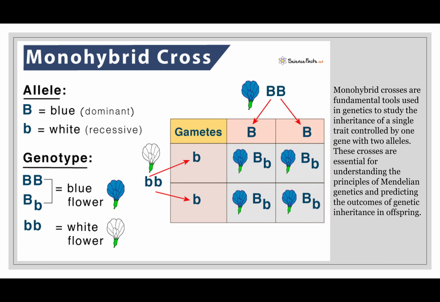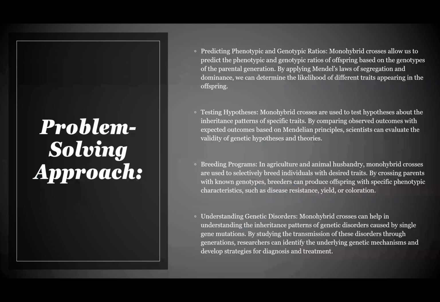That's really what we're doing by drawing a Punnett square or doing a genetic cross like this: figuring out what the offspring would look like, what percentage of the offspring would be heterozygous versus homozygous dominant or homozygous recessive, and looking at what the phenotypic ratios would be versus the genotypic ratios. You would have done this already in CSEC. So what do we use it for? We can use a monohybrid cross to predict the phenotypic and genotypic ratios of offspring based on the genotypes of the parental generation.